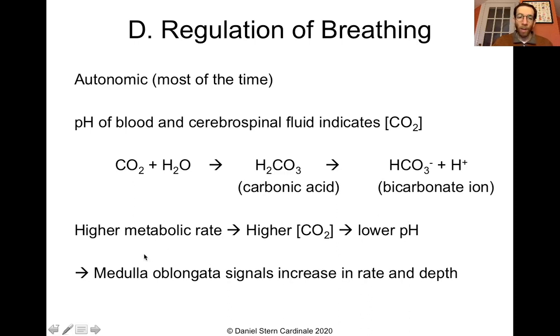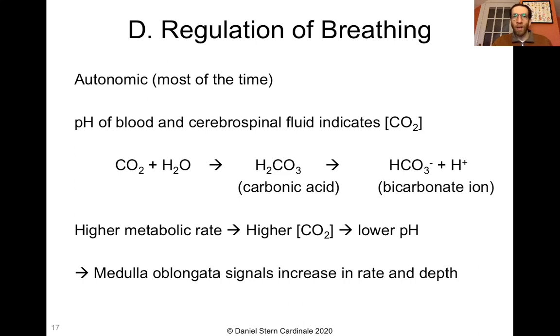This is detected by the medulla oblongata. Remember, that's that very kind of ancestral lizard brain part of our brain in the brainstem. So the medulla is going to detect this decrease in pH and say, aha, we have too much CO2. We need to increase the rate and depth of breathing in order to get rid of that excess CO2. That will bring the pH back into the normal range.